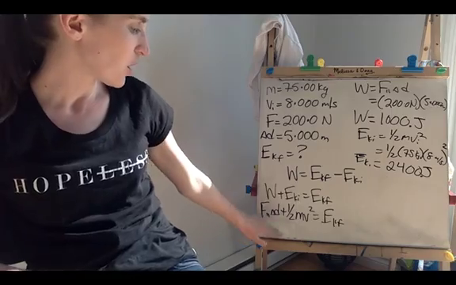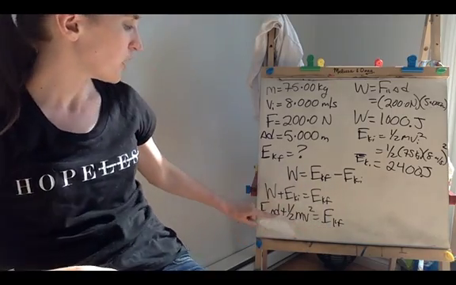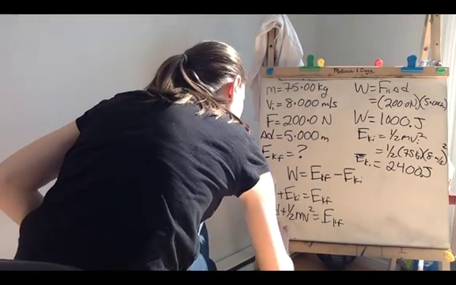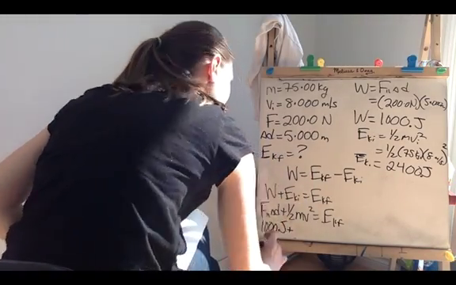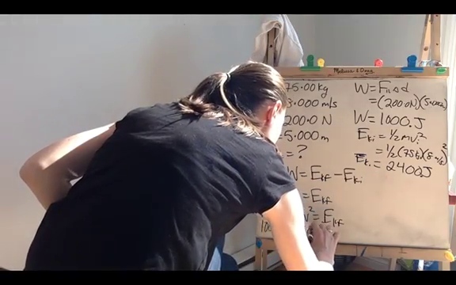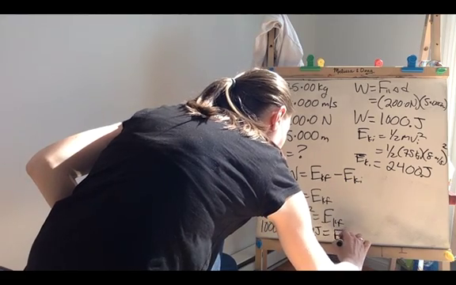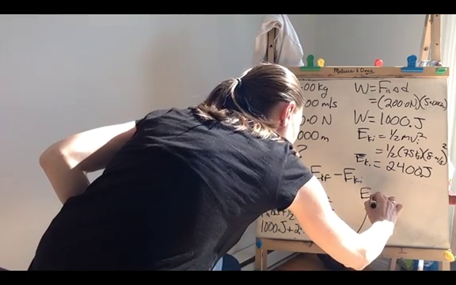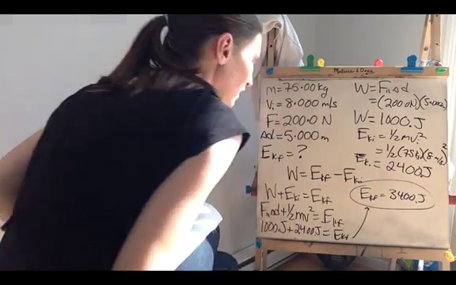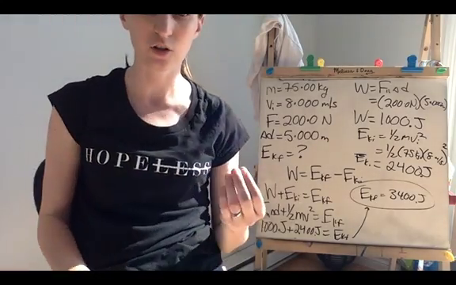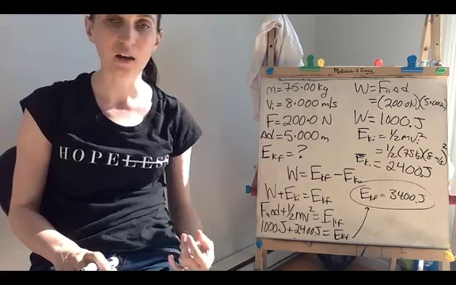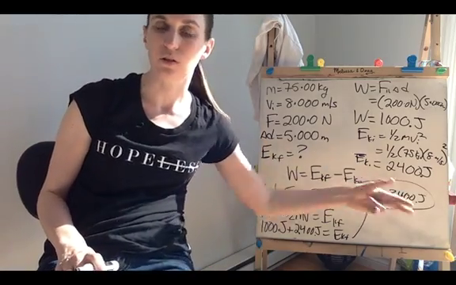Then we go back here and say, our EKF is going to equal our work plus our EKI. We have that work done was 1,000 joules. We have that the initial kinetic energy was 2,400 joules. So our final kinetic energy is going to be 3,400 joules. Again, it makes sense: if you start off with kinetic energy of 2,400 joules and then you do 1,000 joules of work on top of that, then your final kinetic energy will now be 3,400 joules.